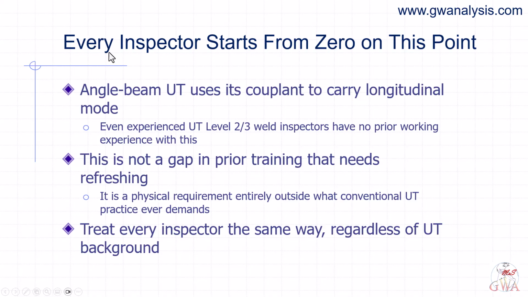Because angle beam UT uses its couplant to carry longitudinal mode, even an experienced UT level 2 or level 3 weld inspector has no prior working experience with a coupling medium that must itself sustain shear stress. This is another gap in their training that needs refreshing. It is a physical requirement entirely outside what conventional UT practice ever demands of them. Treat every inspector, regardless of UT background, as starting from zero on this specific point.